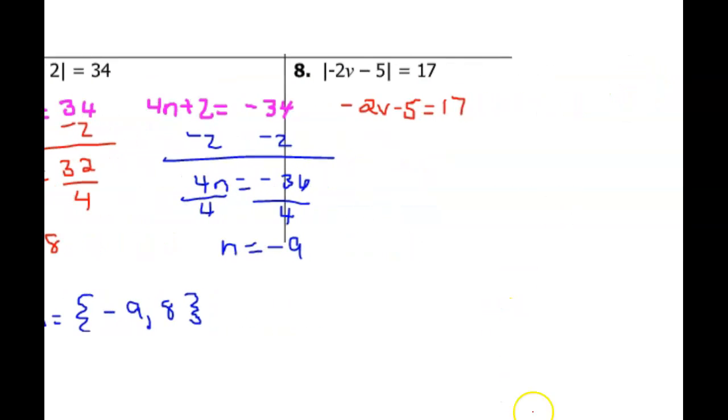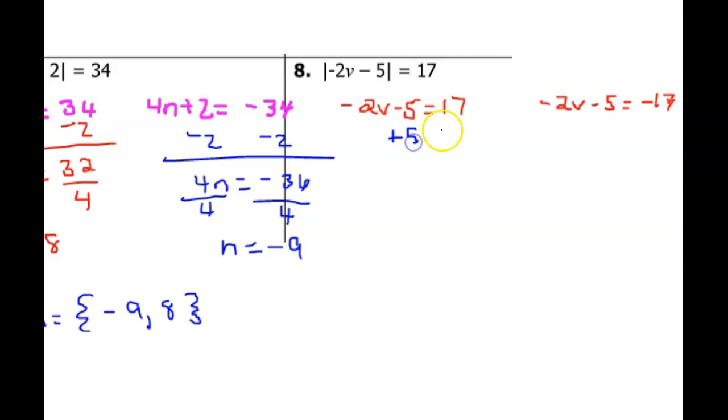Then I'm going to do the same. I need a little bit of space, so I'm going to move this over. Negative 2v minus 5, but I'm going to set it equal to the negative of what's on the other side, negative 17.